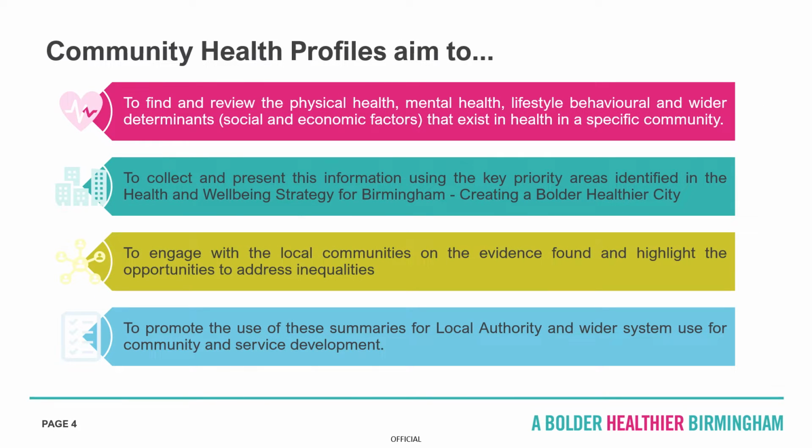The overarching aims for what we're trying to achieve with the Community Health Profile programme are outlined in this slide. First and foremost, when we're talking about reviewing the health and wellbeing needs of a community, this means looking at the physical health, the mental health, the lifestyle, behavioural factors, and those wider determinants of health that exist in a specific community. As I said, those ideas are then collated and presented under the key areas that were identified in the health and wellbeing strategy, and these will be used as that key piece of evidence for local authorities and other organisations that work with healthcare and specific communities.